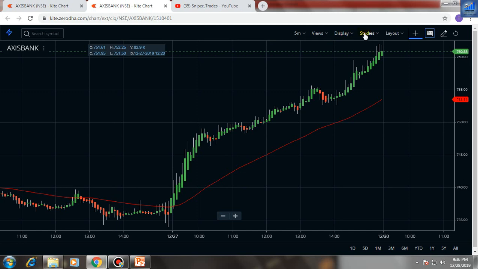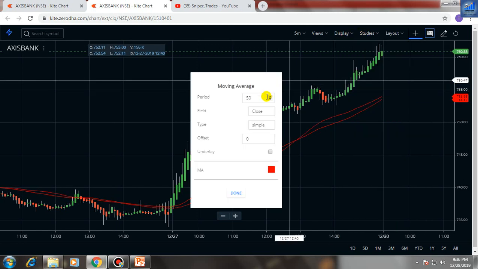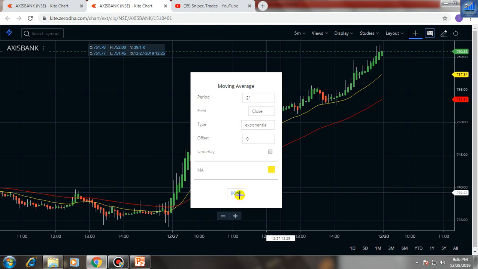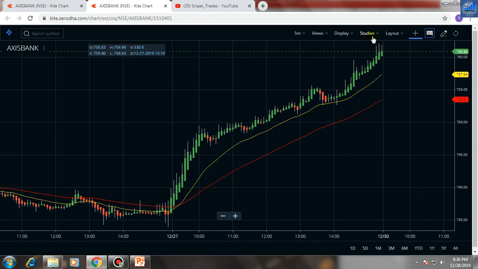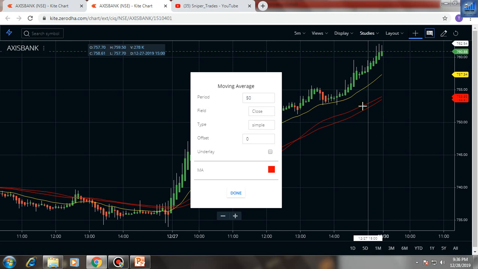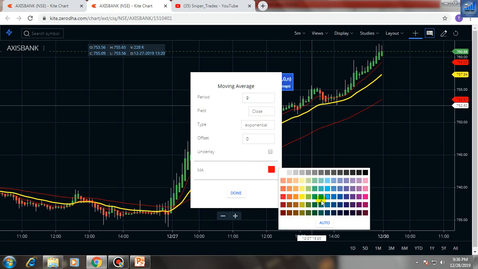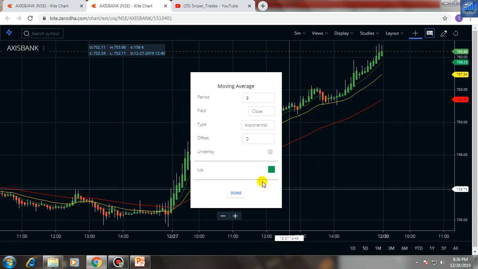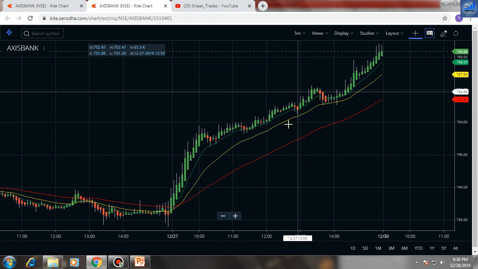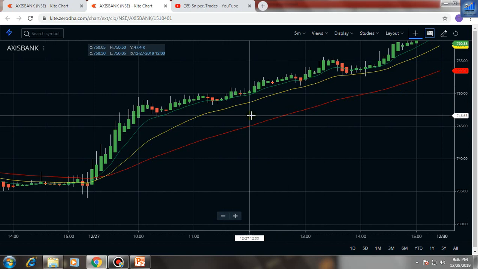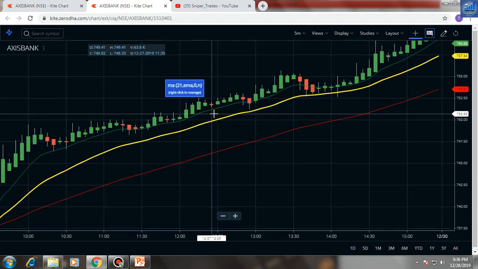Now we are going to add the second moving average. Its period is 21 and its type is also exponential. I am setting its color to yellow. So now we can add the third moving average. Its period is 9. The type is the same, exponential, and I am setting its color to green. So now we have added 3 exponential moving averages to this chart. Now I am going to explain the concept of moving averages.